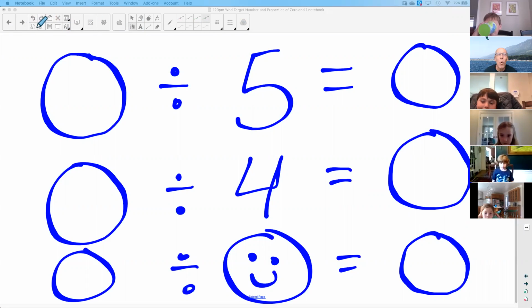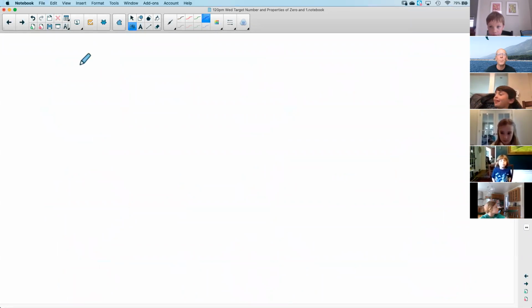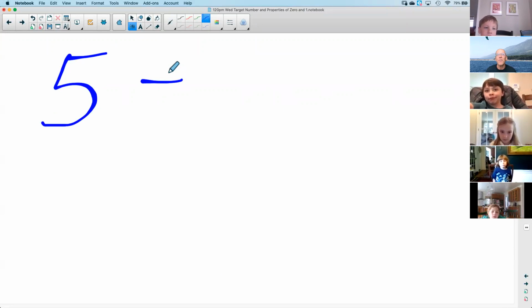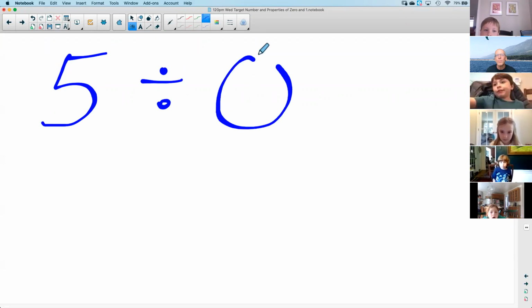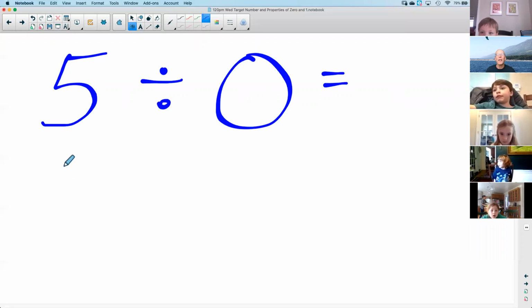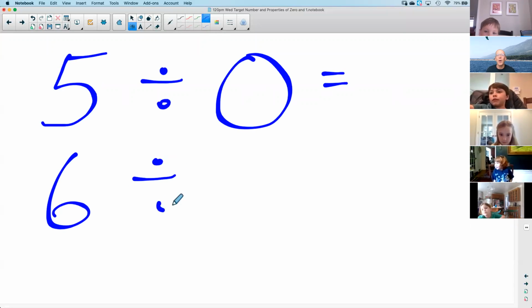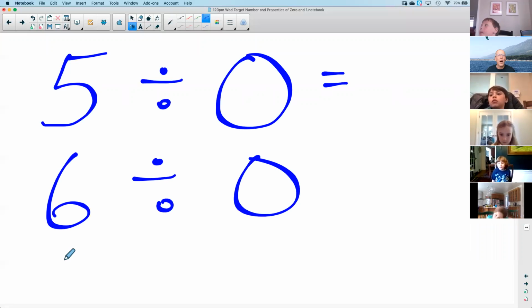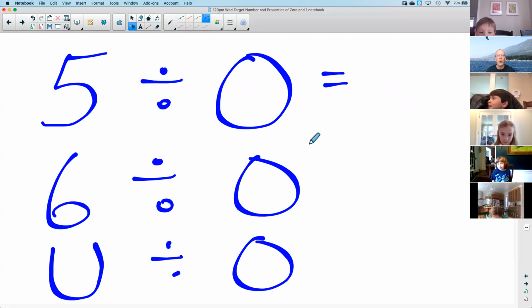But I've got one that's a little strange. Are you ready for the really, really fun one? Yep. What about 5 divided by 0? Ooh. What about 6 divided by 0? What about unicorn divided by 0? And this is a really fun one to do, and your parents might have some fun working on this one.